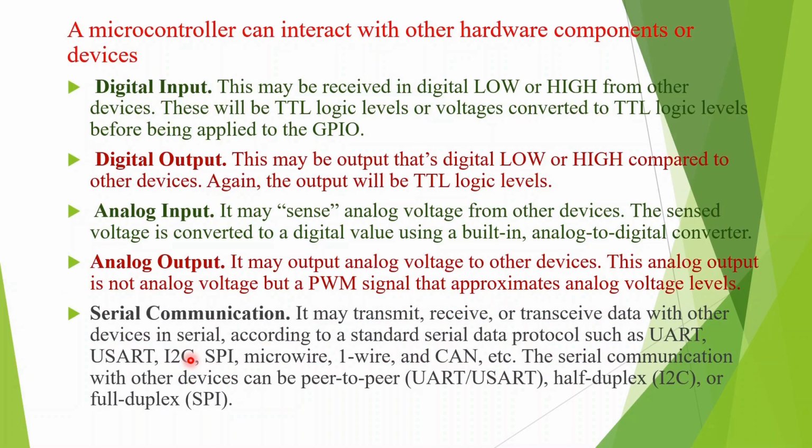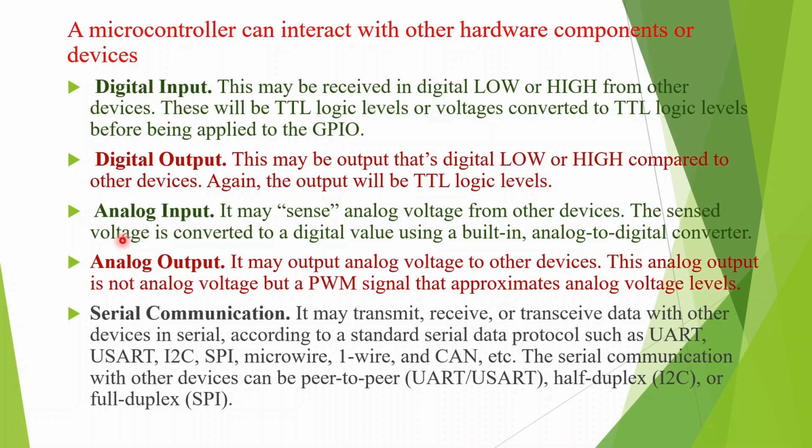A microcontroller can interact with other hardware components and devices. First, digital input. It may be received in the form of low and high from other devices. All the voltages are converted into logic levels before being applied to the general purpose input output pins. Digital output, this may be output that is digital low and high to the other devices. Again, the output will be TTL logic levels.